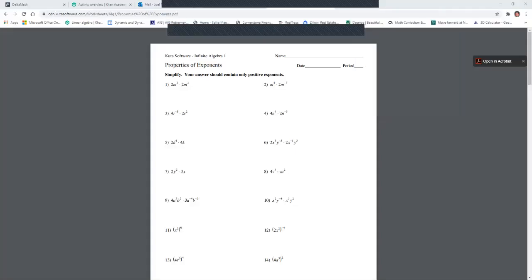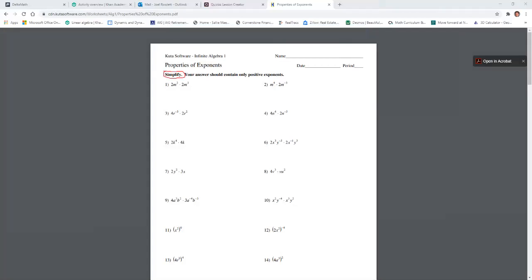So in this video, we're going to look at a few examples of how we can apply the properties of exponents if we are asked to simplify. And normally, if an expression is simplified, you only have positive exponents. So we'll try to keep that in mind as we go through a few examples.